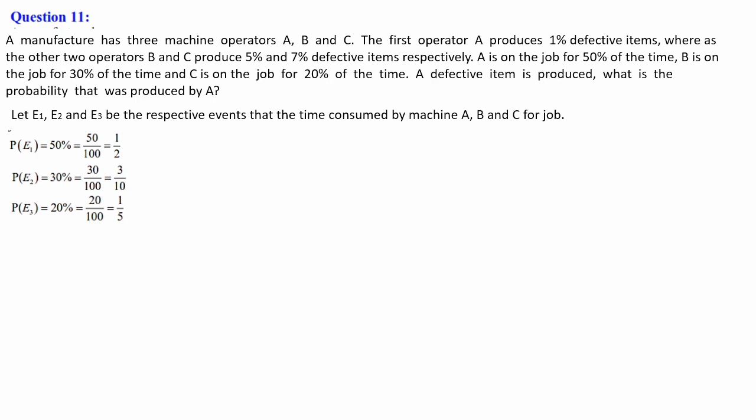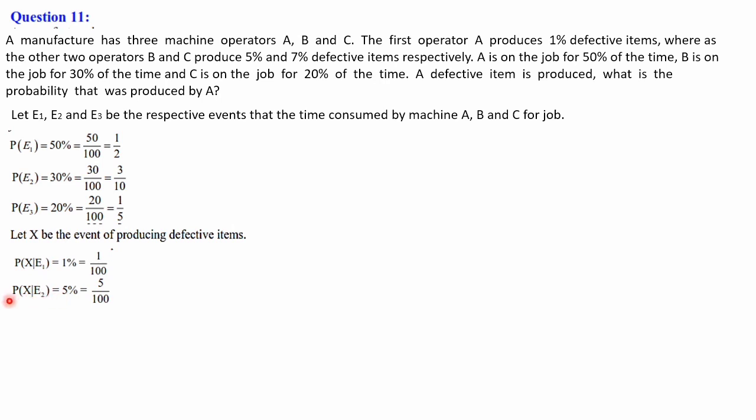Let's define a defective item, that is X, be the event of producing defective items. That is given to you here: 1%, 5%, 7%. That is probability of X given E1. So the defective item is produced by operator A, that is E1, that is 1%. 1% in the sense 1 by 100. Next is P of X given E2. A defective item is produced by operator E2.